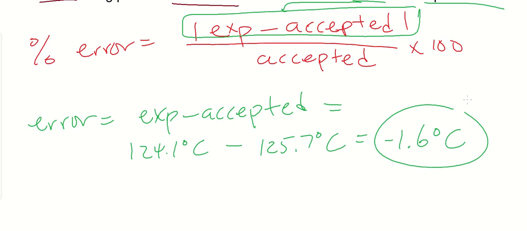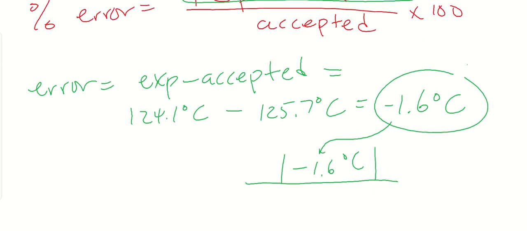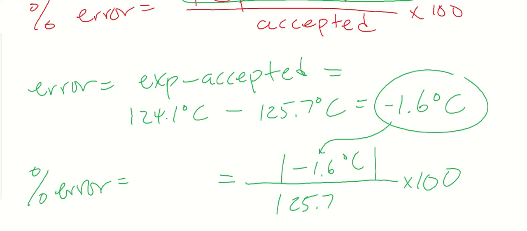So let's do the percent error. We have this error we just calculated, and now we can take the absolute value of that, and we're going to put that over the accepted value, which again is 125.7, times 100. And that's going to give us our percent error. So that number is just going to be 1.6 once you make it positive, divided by 125.7 times 100 is going to give us 1... Well, no, you know what? I should have backtracked a little bit.